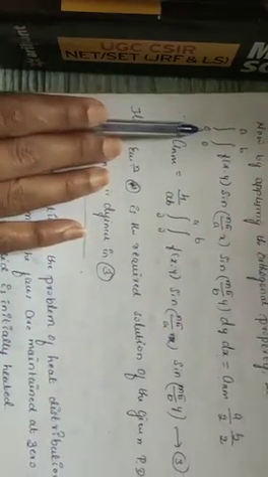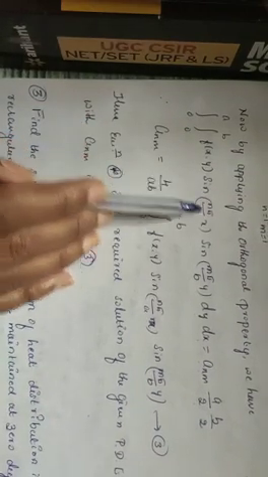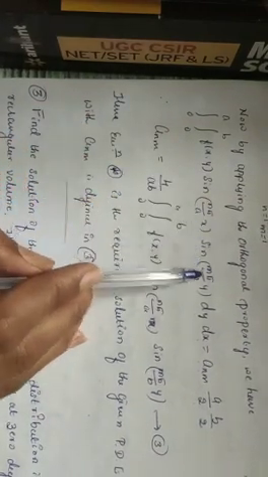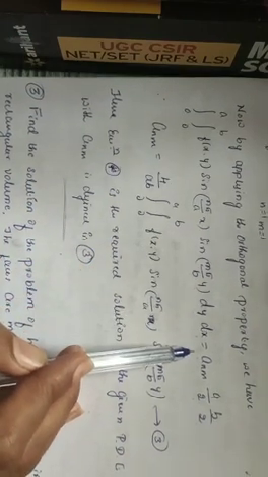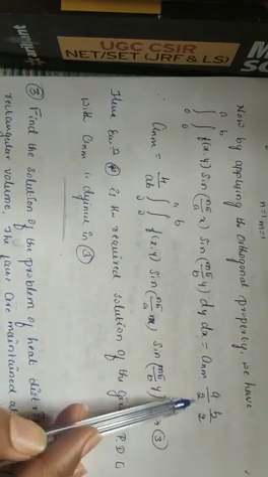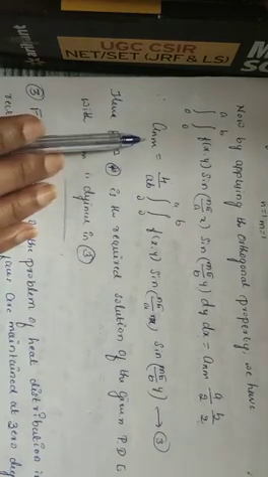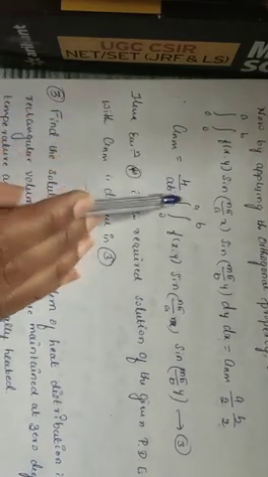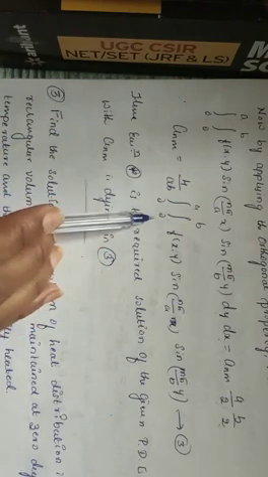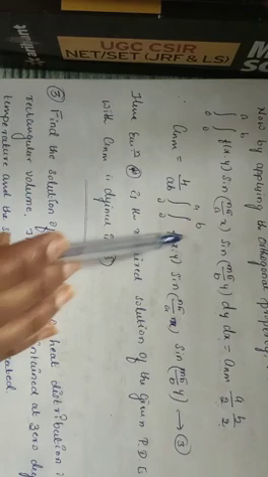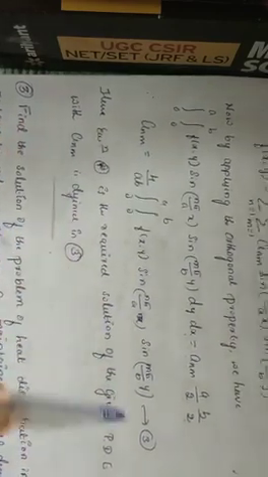So we get integration from 0 to a into integration from 0 to b f of x, y into sine n pi over a into x into sine m pi over b into y into dy into dx is equal to a n m into a over 2 into b over 2. Okay, here we find the a n m value, so therefore we get a n m is equal to 4 over a into b, integration from 0 to a into integration from 0 to b f of x, y sine of this one into sine of this function. We call this equation number 3.